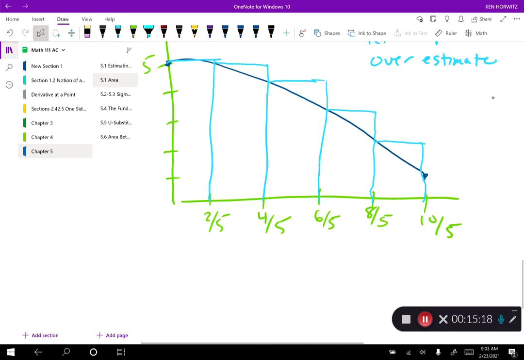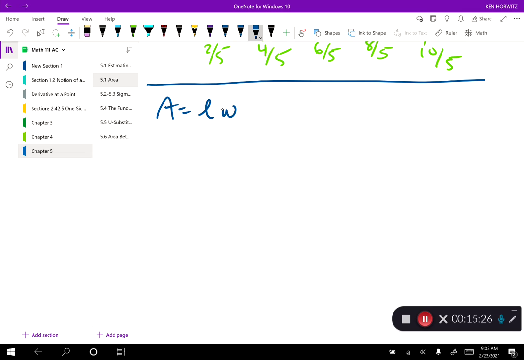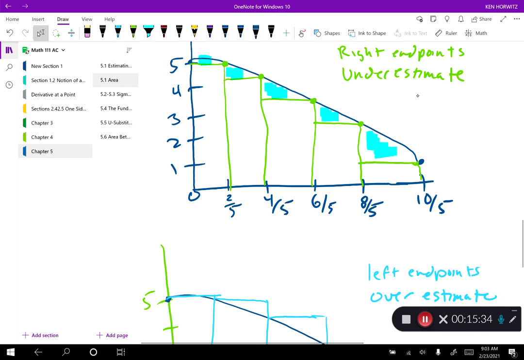So let's start here. Let's start with area equals the length times the width. Now the width of each rectangle is 2/5. I made it 2/5. I have 1, 2, 3, 4, 5 rectangles. So I apportioned it off by fifths. That way I could make nice, even widths. That's really essential to getting a good area, is to not have varying widths.